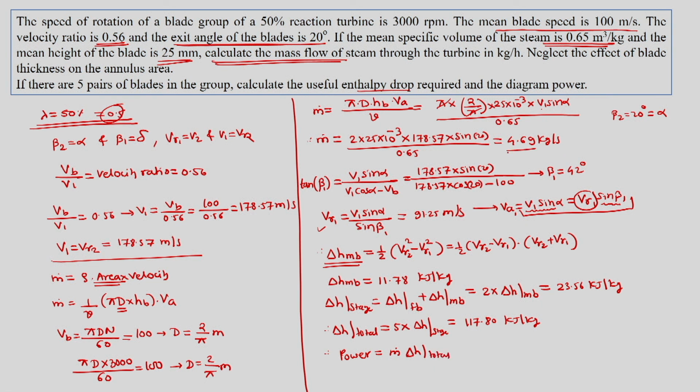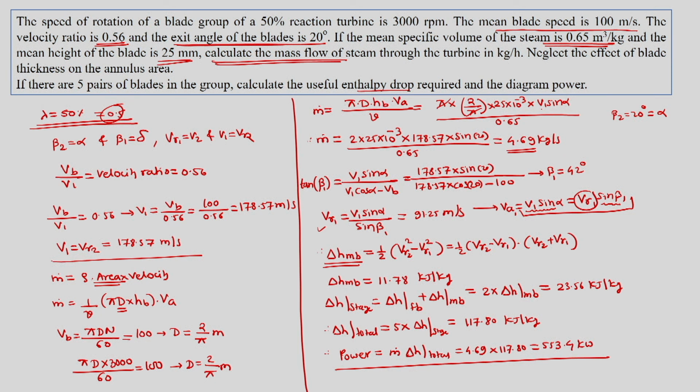So the power developed is equal to m dot into delta H total, and we know m dot is 4.69. So 4.69 into 117.8 gives us 553.4 kilowatt.